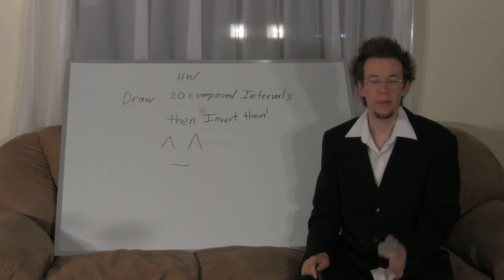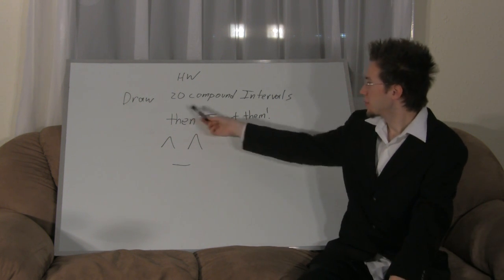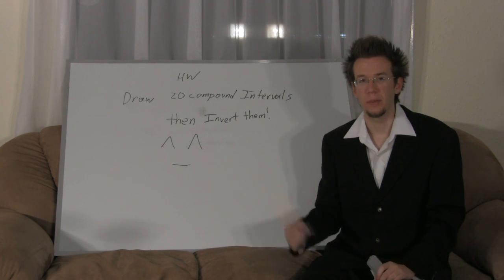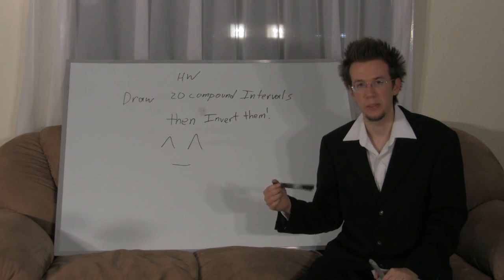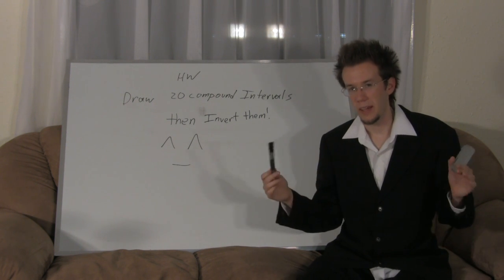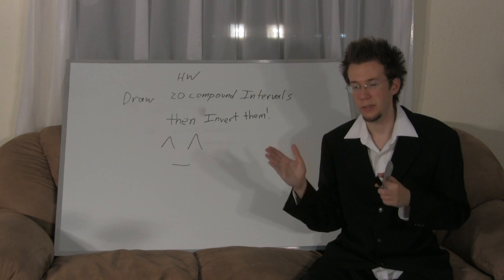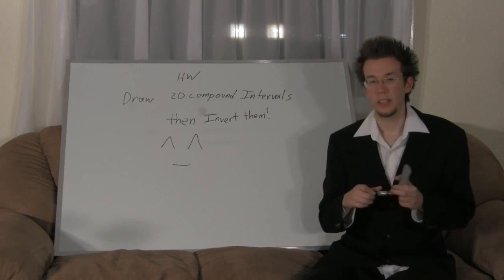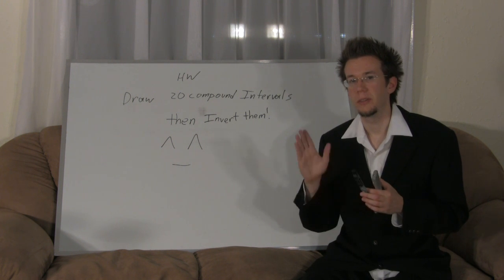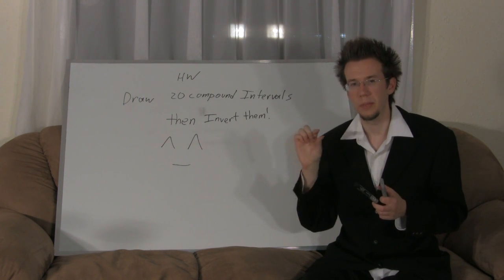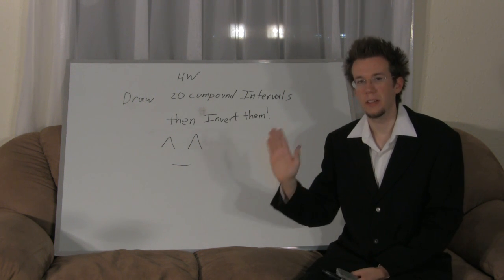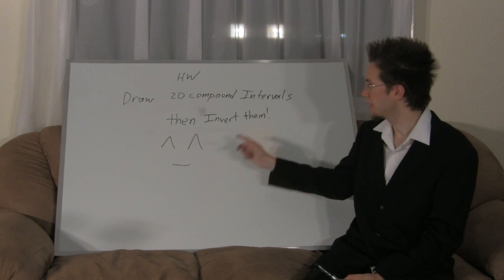Now, for your homework, what I would like you guys to do is draw 20 compound intervals. You can experiment with minors, majors, augmented, diminished, whatever. Draw 20 of them, and leave space, because after that I want you to convert all your compound intervals to simple basic intervals. So basically I want you to do 3 things for each of these 20.